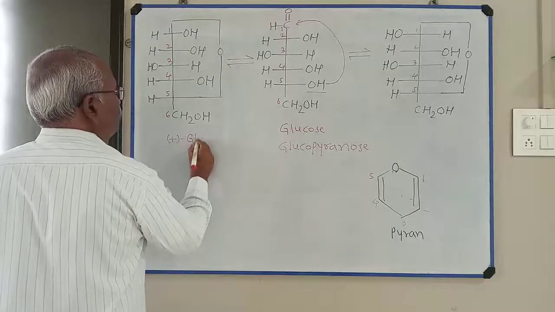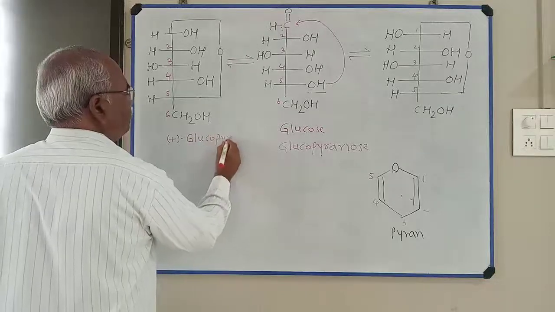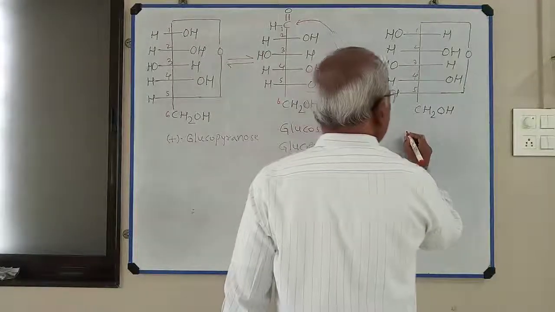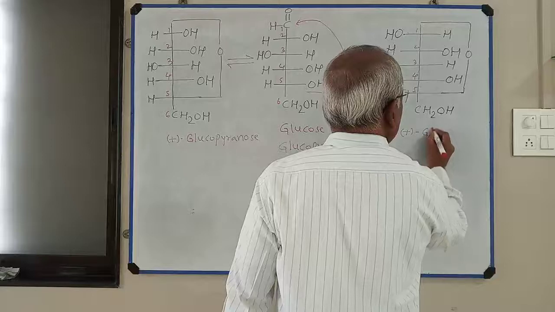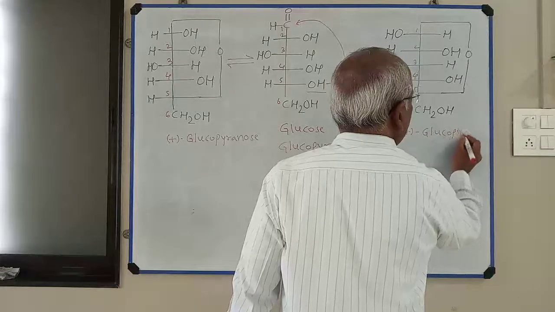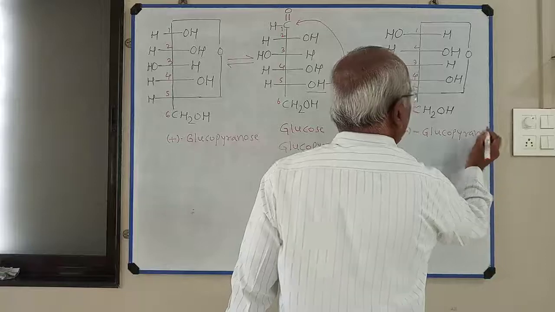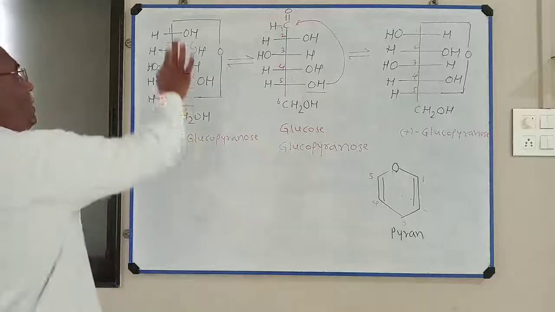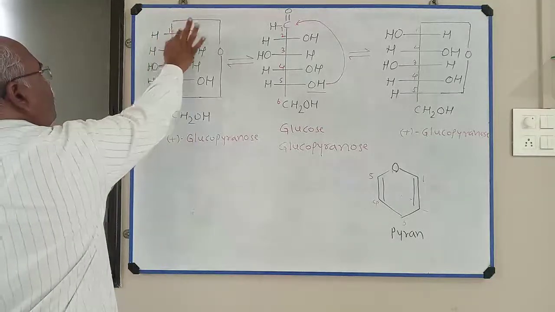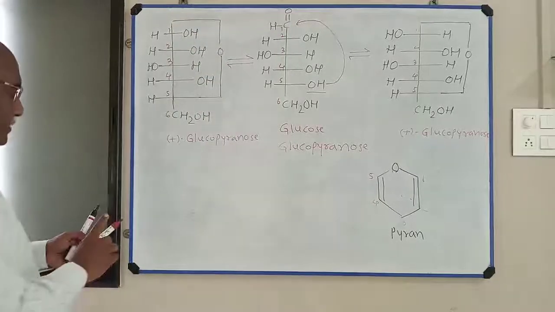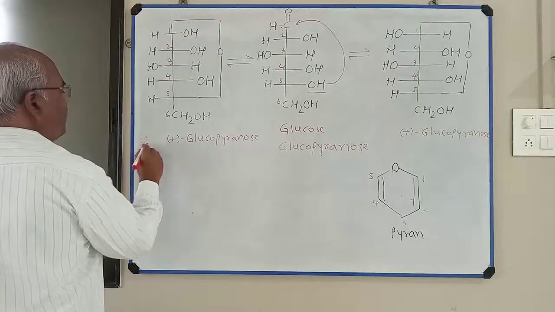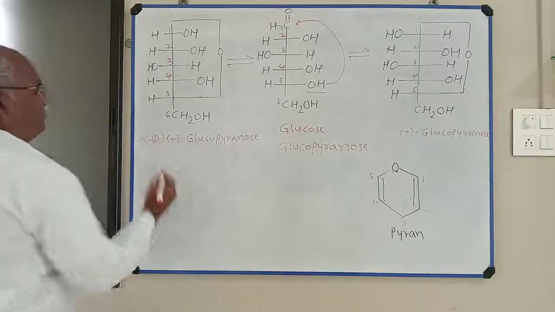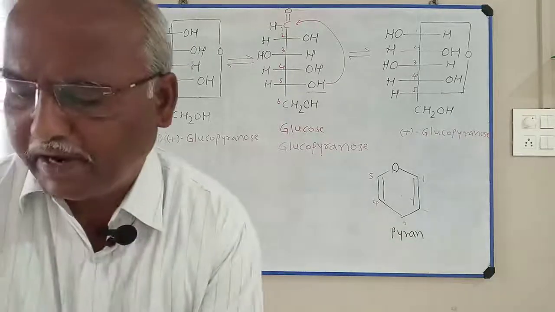So remember, this is plus glucopyranose and this is plus glucopyranose. Try to understand. On first carbon, OH is present on the right hand side. Therefore, it is called alpha D glucopyranose. Alpha D glucopyranose. Let me check.